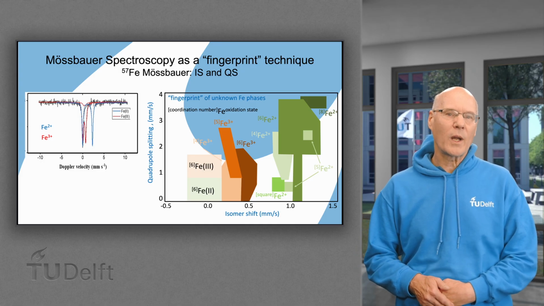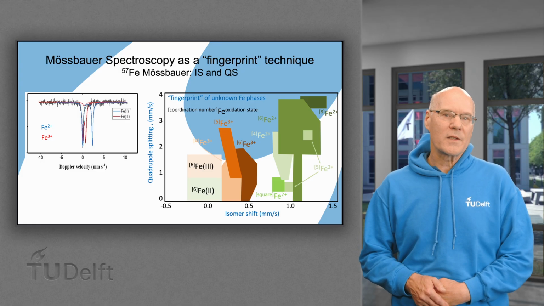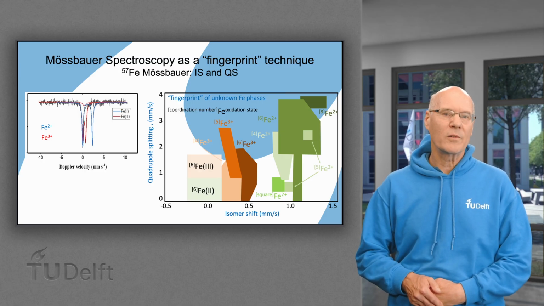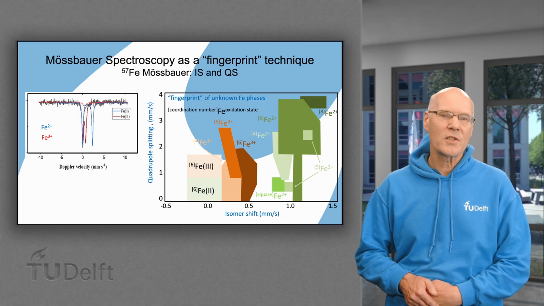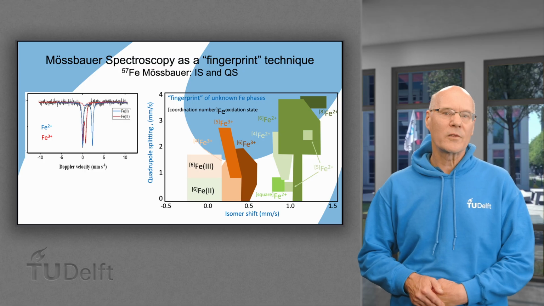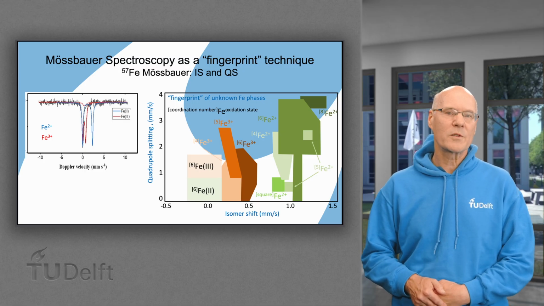This then can be applied to, for instance, lithium iron phosphate, a very common lithium-ion battery material that changes its oxidation state during charging and discharging, and thus can be monitored operando with Mössbauer spectroscopy.